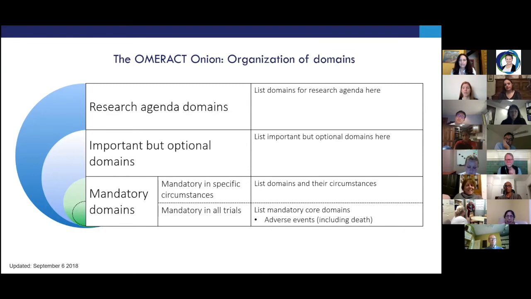Yeah, so that's a good point. Could we find some core domain set in this onion that fits in the mandatory domain, that fits both CNO and SAPHO and adult and pediatrics? And then are there additional ones, say differences for CNO and differences for SAPHO or ages, that can go in the important but optional section?